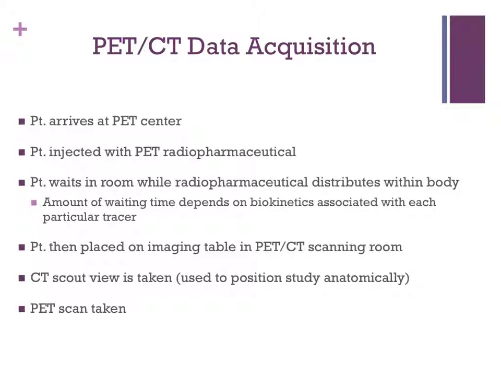So how do you take a PET CT scan? First, the patient arrives in the PET center and is injected with the PET radiopharmaceutical. The patient then has to wait in this room, usually while the radiopharmaceutical distributes throughout the body. The amount of waiting time depends on the biokinetics, which is the study of movements relating to organisms, associated with a particular tracer. Then the patient is taken to the scanner room and placed on the imaging table. The CT scout view is taken, and this can be used to position the study anatomically. The CT scan is then usually acquired first, just before the PET emission scan is taken.